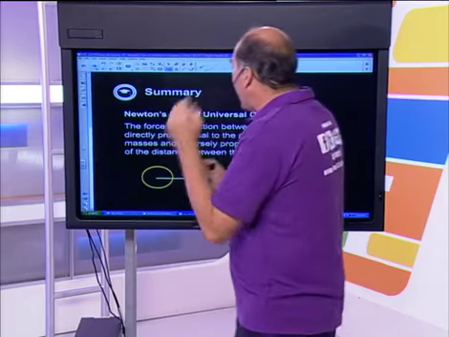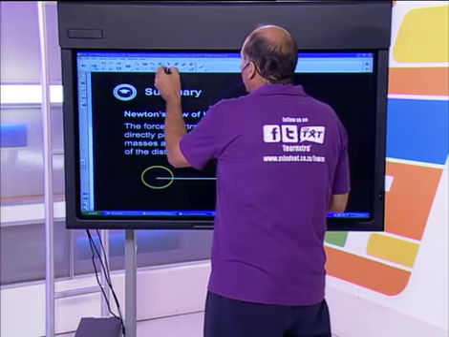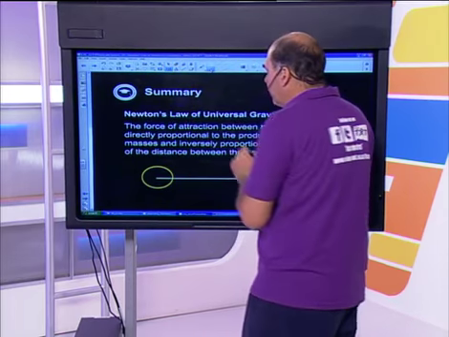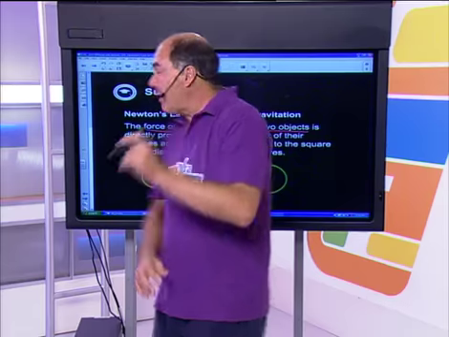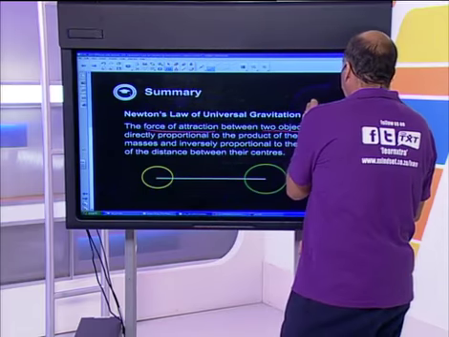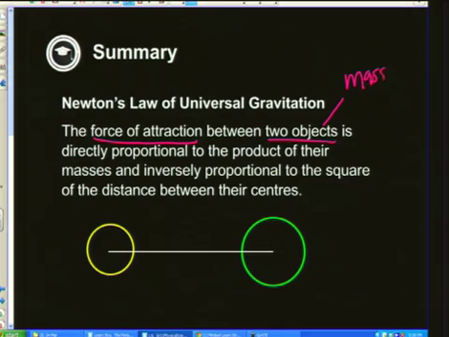So that's why he came up with this idea, which we call the law of universal gravitation. So here it goes. We want to break it down and explain it step by step. He said, the force of attraction between two objects in the universe, any two objects, they must have mass. Okay? They must have mass.